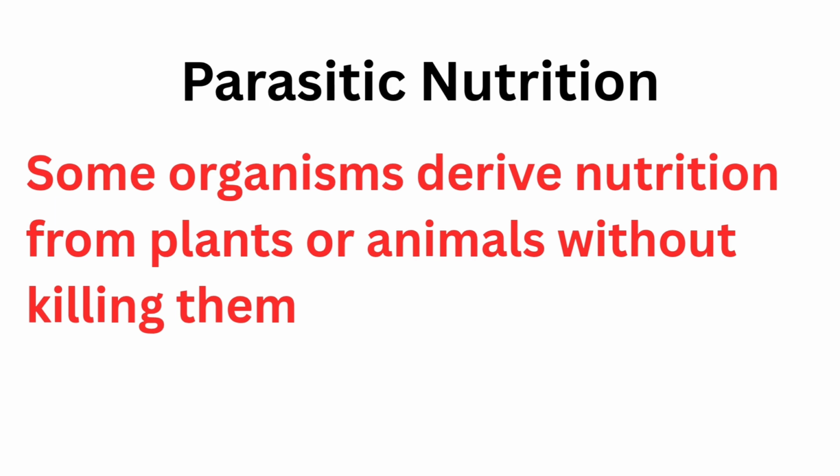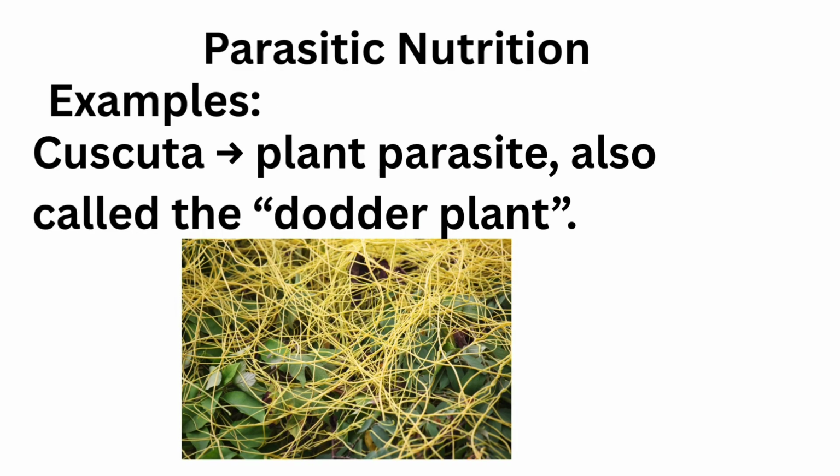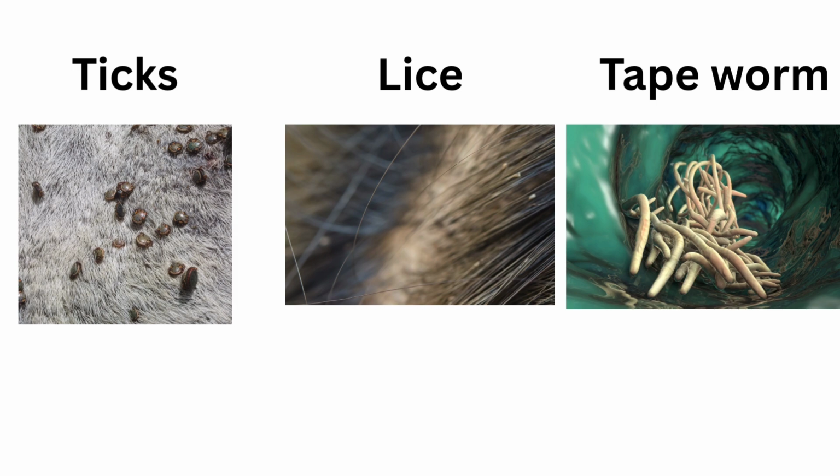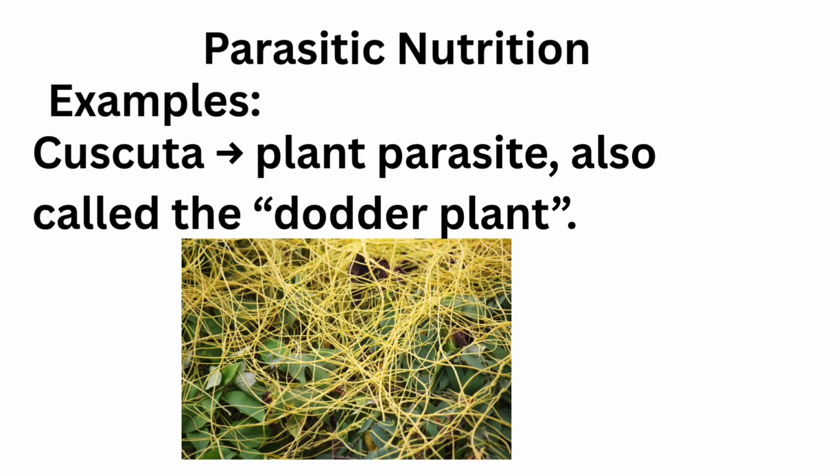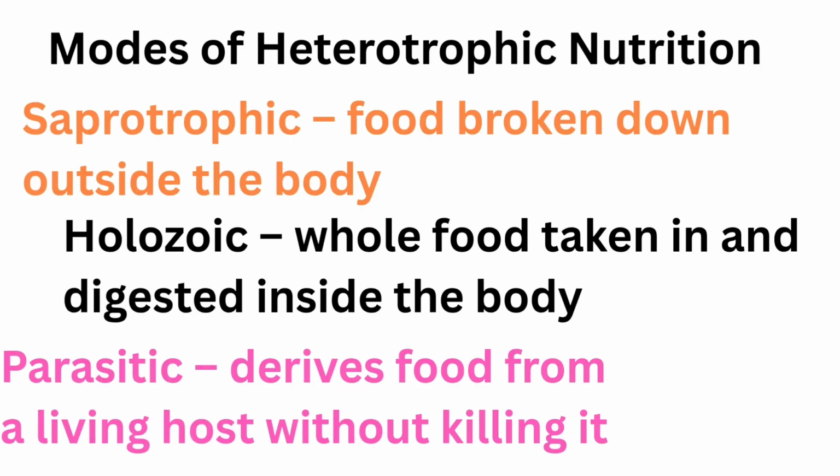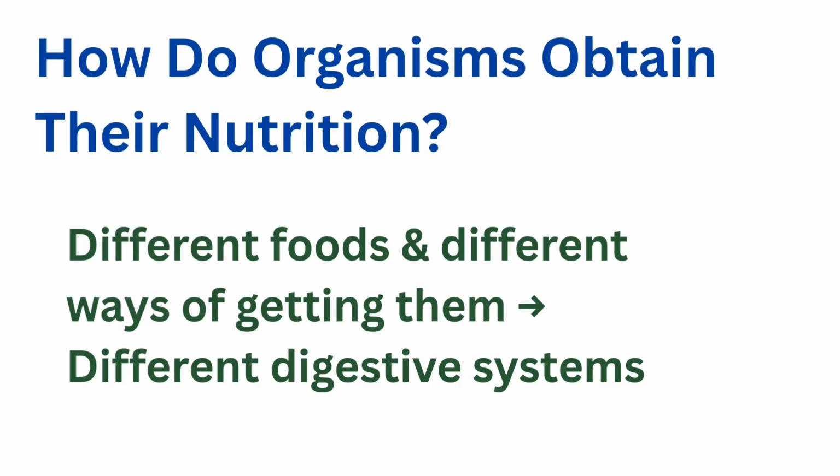Some other organisms derive their nutrition from plants or animals without killing them. And this type of parasitic nutrition is seen in many organisms such as cuscuta, ticks, lice, tapeworm, leeches, etc. Cuscuta is a plant parasite and it is commonly called a dodder plant. It twines around the host plant and it absorbs food directly from it. So, based on how food is obtained and processed, the different modes of heterotrophic nutrition are saprophytic, holozoic, and parasitic nutrition. Now let us see how organisms obtain their nutrition.